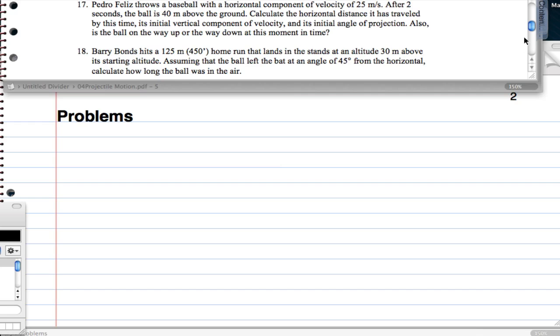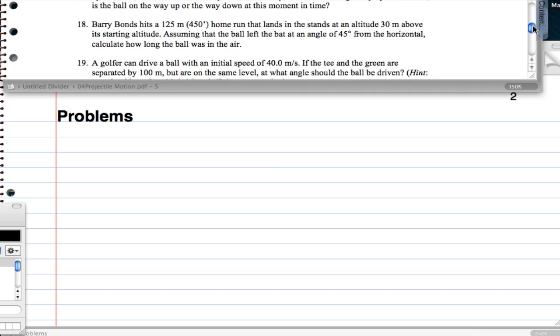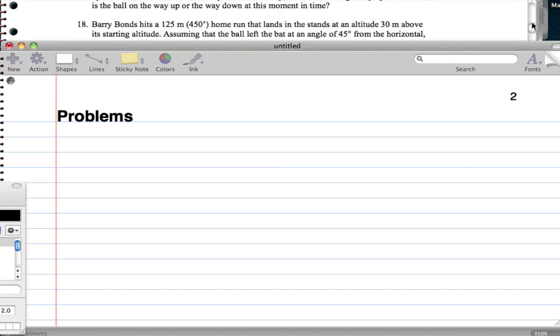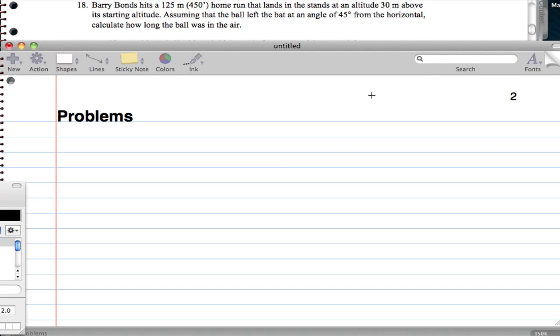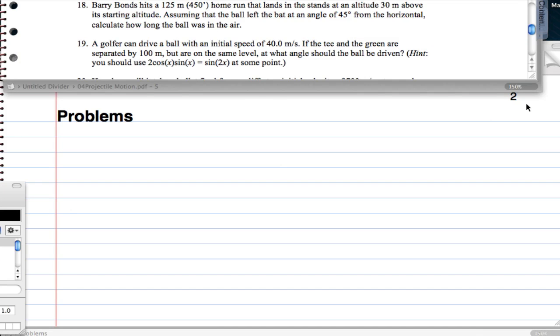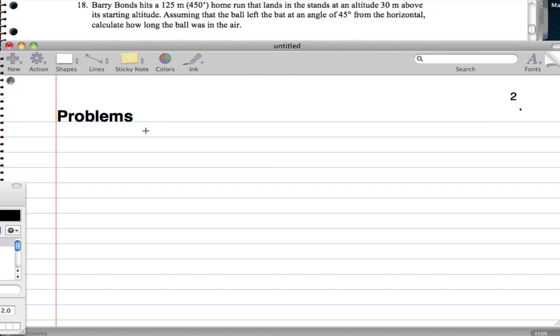Now here, we got a home run that lands, blah, blah, blah. This is clearly a very dated worksheet. So, yeah, sorry. Clearly, years old. I can't even bring myself to say the name. All right, so we got a home run that's hit 125 meters.